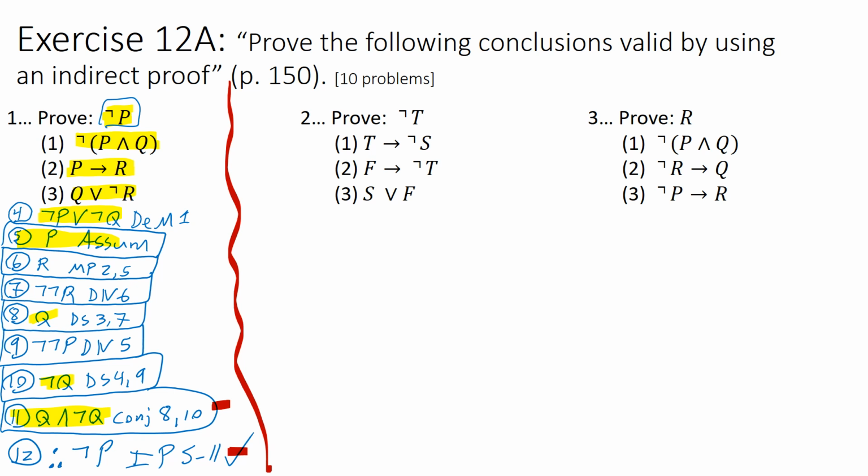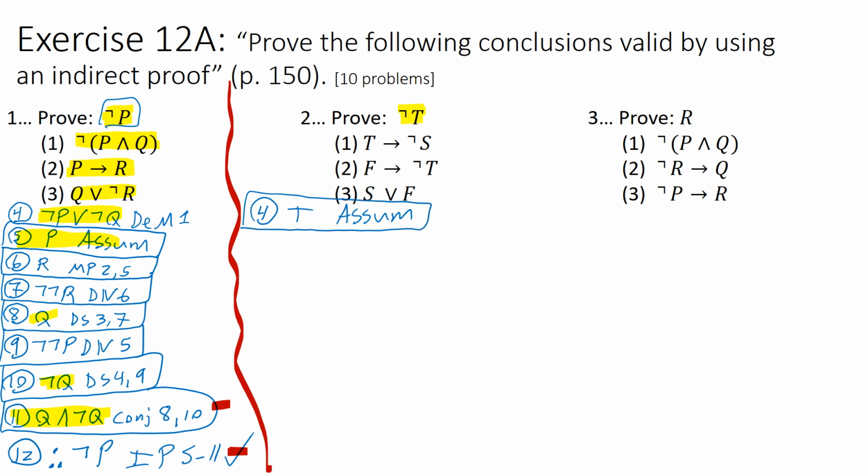Number 2, we want to prove not T. 3 premises once again. And for the heck of it, I think we should do our indirect proof. And that's probably the only way we can prove this one. Although there may be another way, maybe with implications. Well, anyways, we got to do an indirect proof. So for line 4, let's assume T. So that is the opposite of not T.